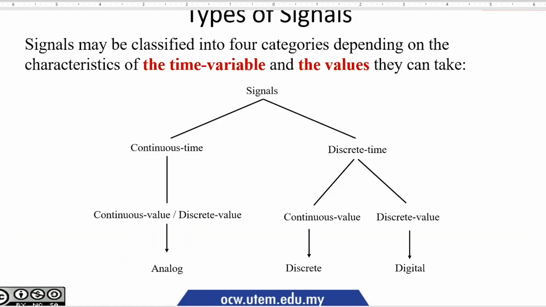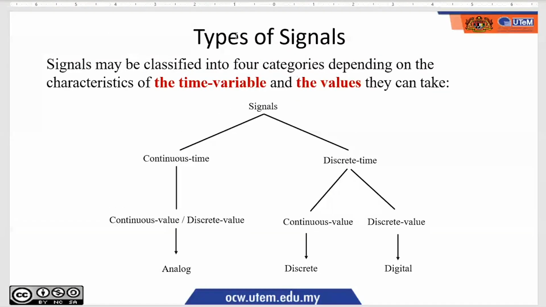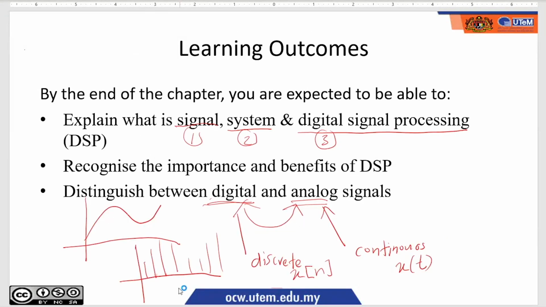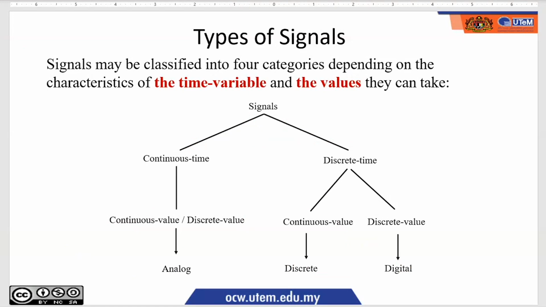So let's jump to the types of signal. Before we begin, let me jump a bit to the second page. I did ask somebody just now what is digital and analog, right? So these are the things. Signals are initially differentiated between the two.